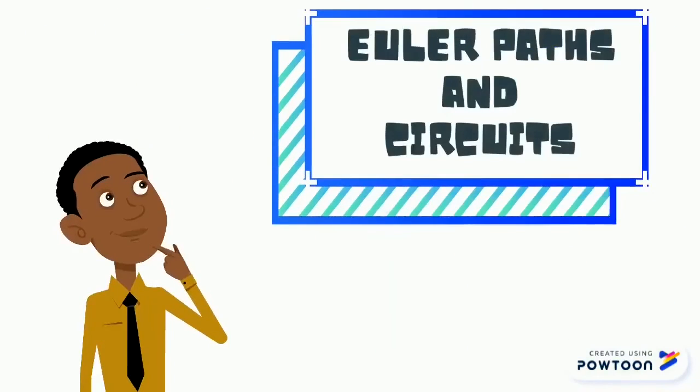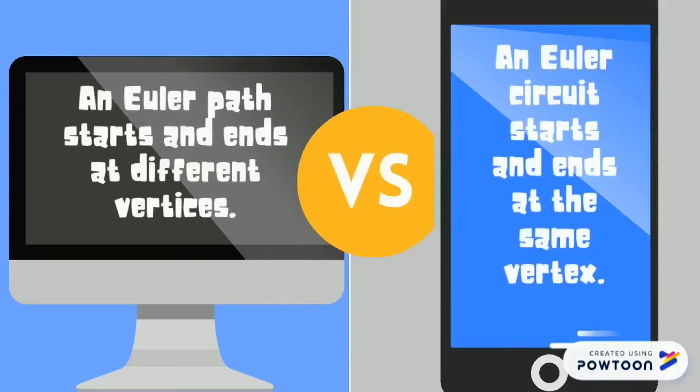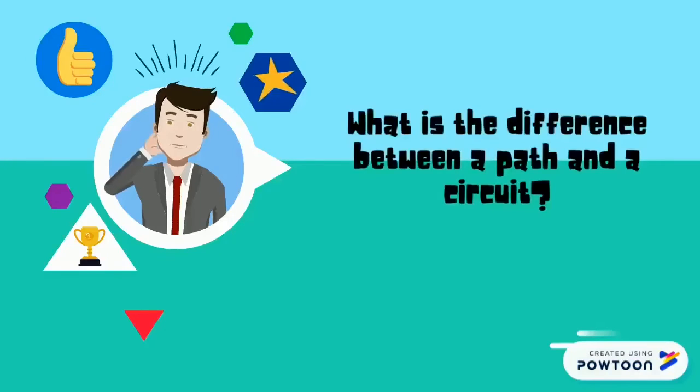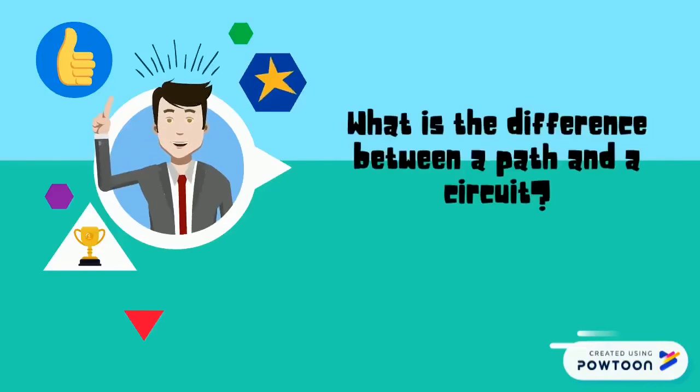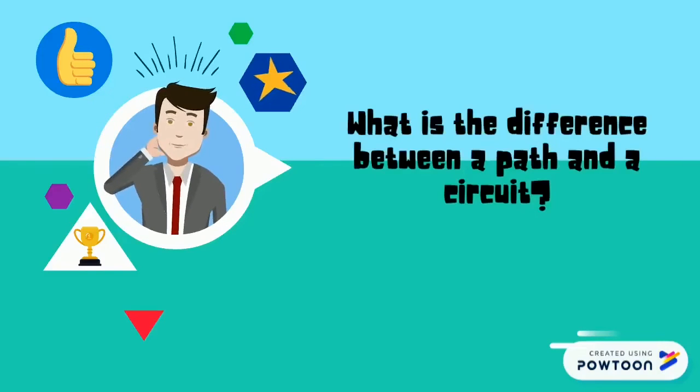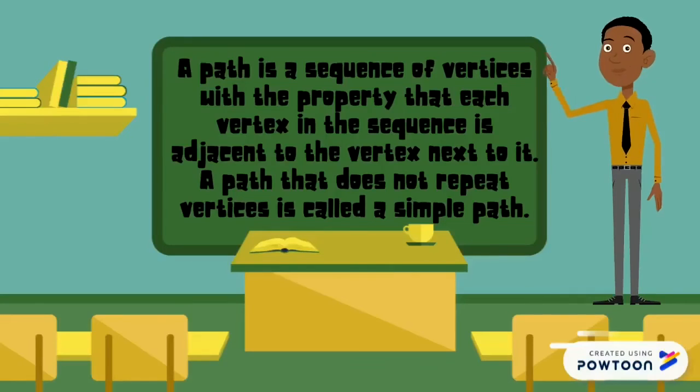Euler paths and circuits. A Euler path starts and ends at different vertices. A Euler circuit starts and ends at the same vertex. What is the difference between a path and a circuit? A path is a sequence of vertices with the property that each vertex in the sequence is adjacent to the vertex next to it. A path that does not repeat vertices is called a simple path.